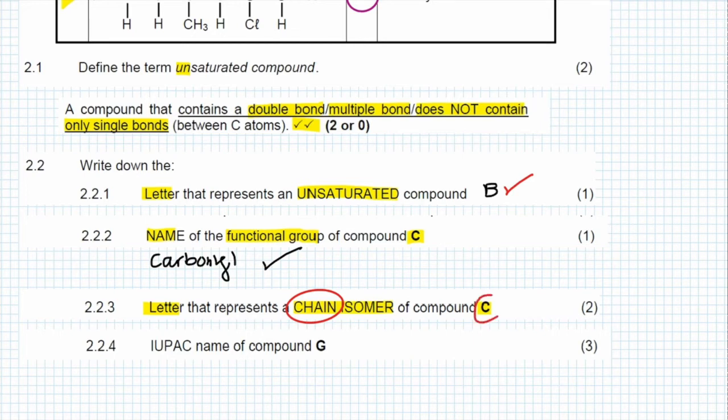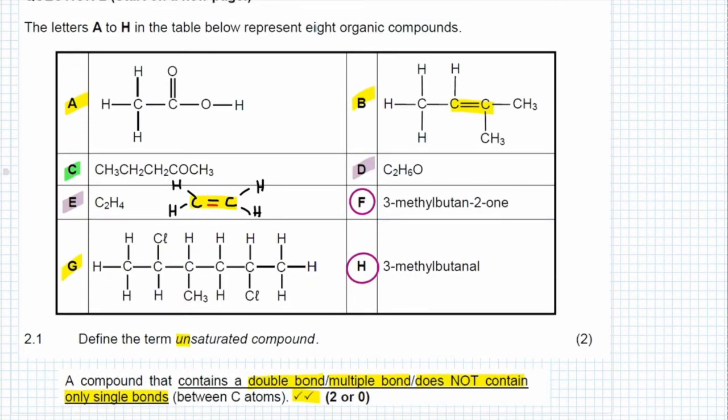So since C is a ketone, we know that its chain isomer will be a ketone as well. Chain isomers differ by their longest continuous chain. So normally we will see that the stem name changes when we are looking at chain isomers. So when we go up to the table, we start off by looking for a ketone other than compound C. And since F is the only ketone, we know that F is actually the answer to the question.